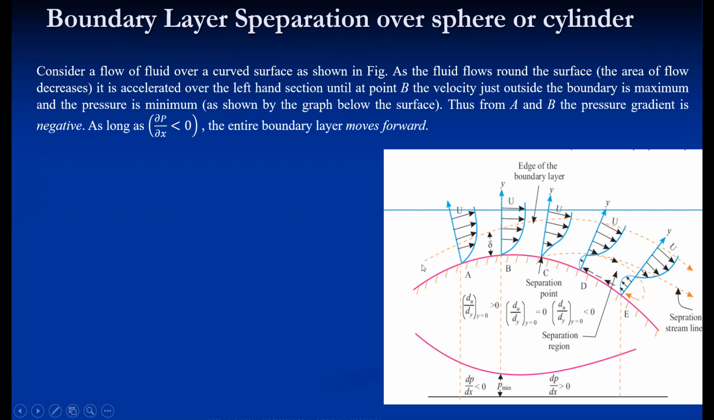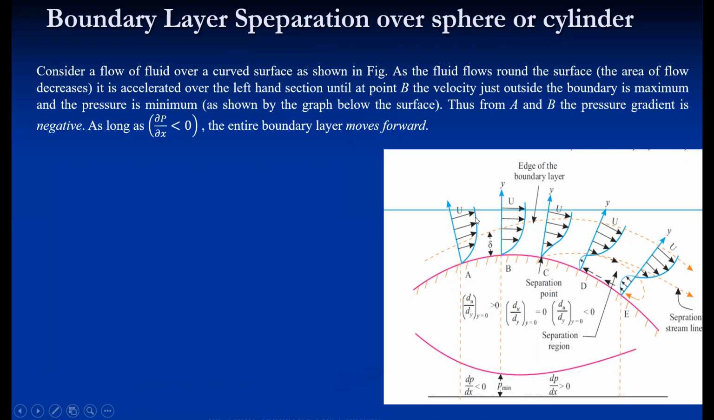So it is accelerated over the left hand side until a point B is reached. The velocity just outside the boundary is maximum and the pressure is minimum. You can see here, this is the variation of pressure. Beyond this, the velocity is maximum. Initially the flow passage is converging, so the fluid accelerates.